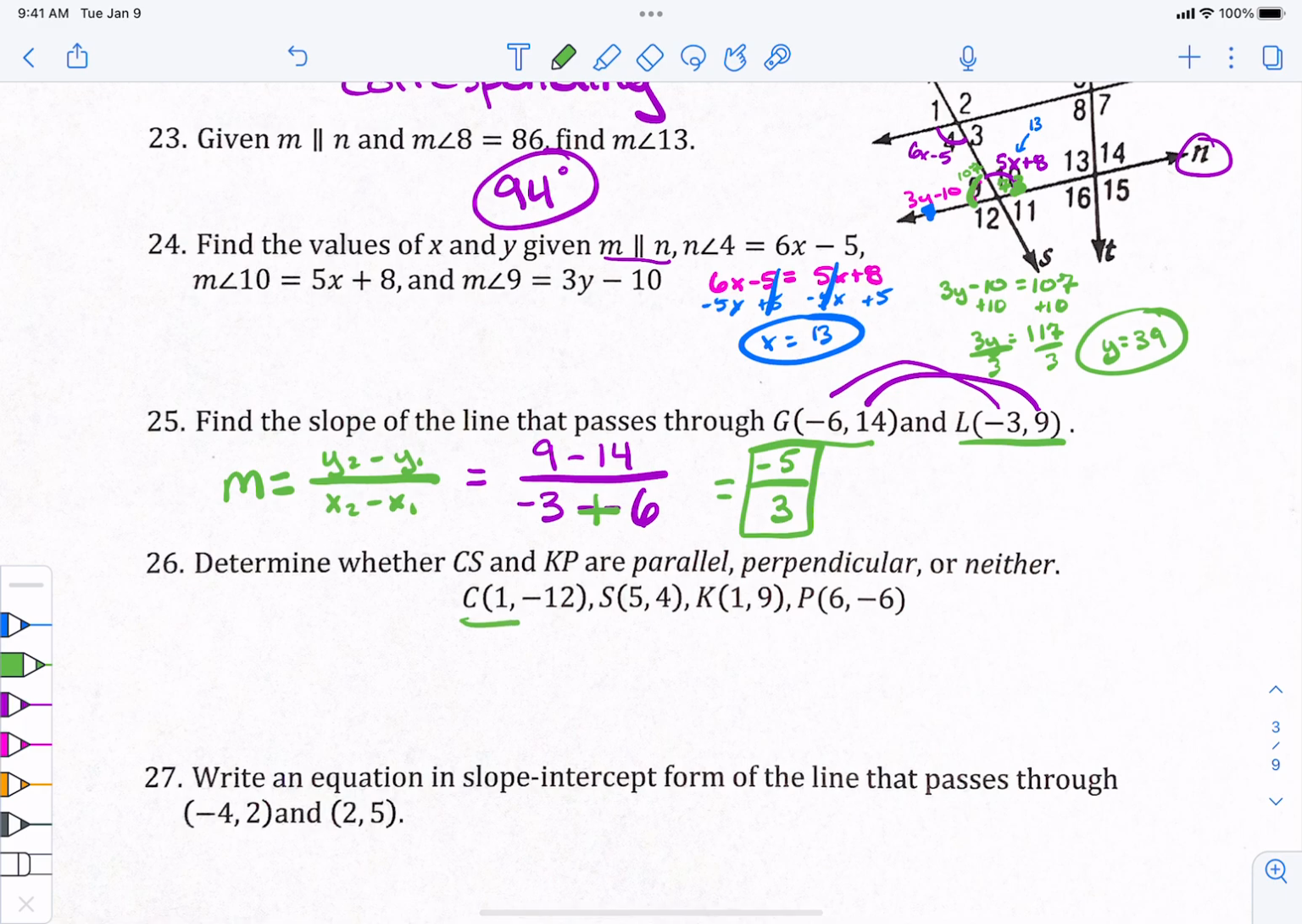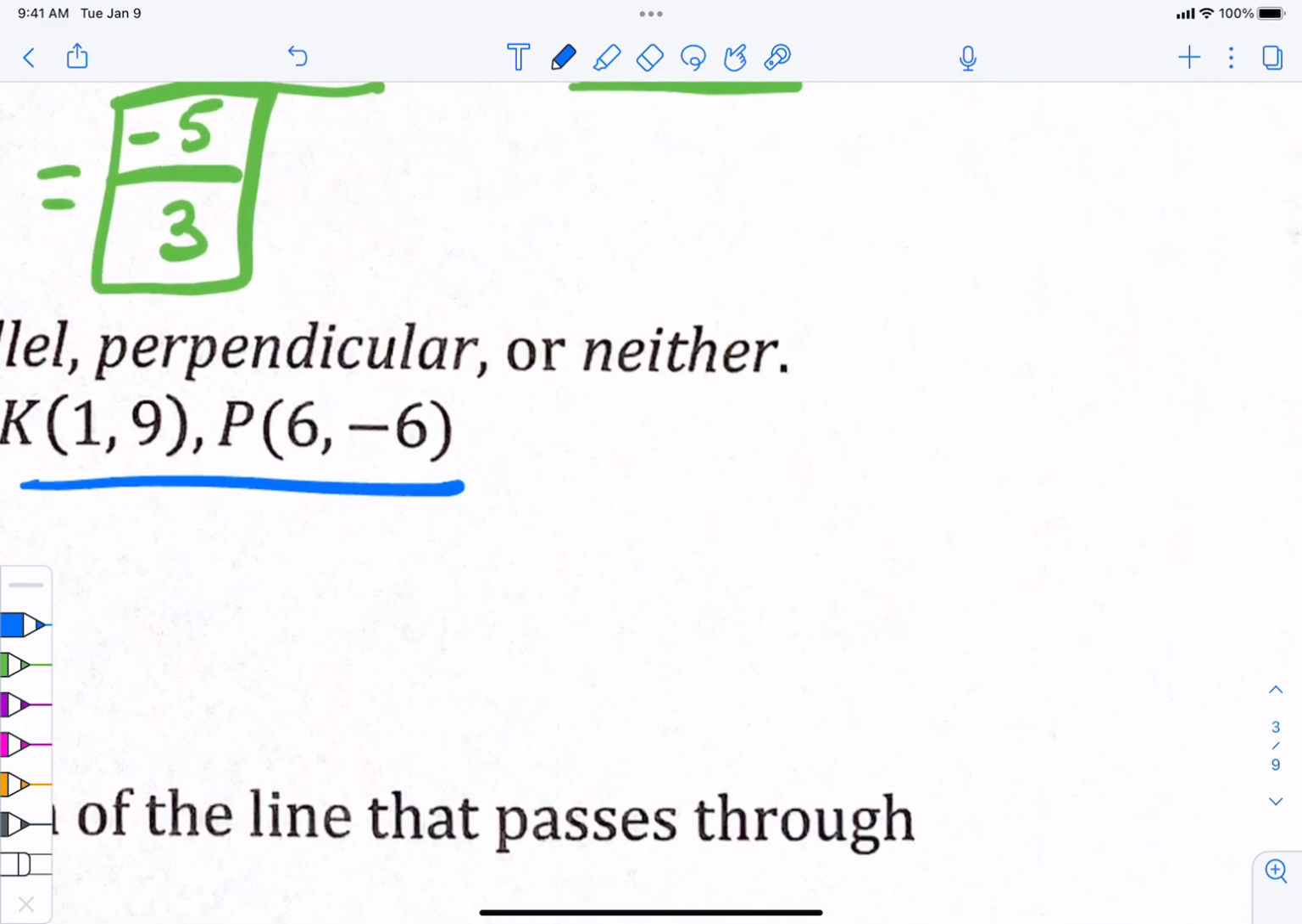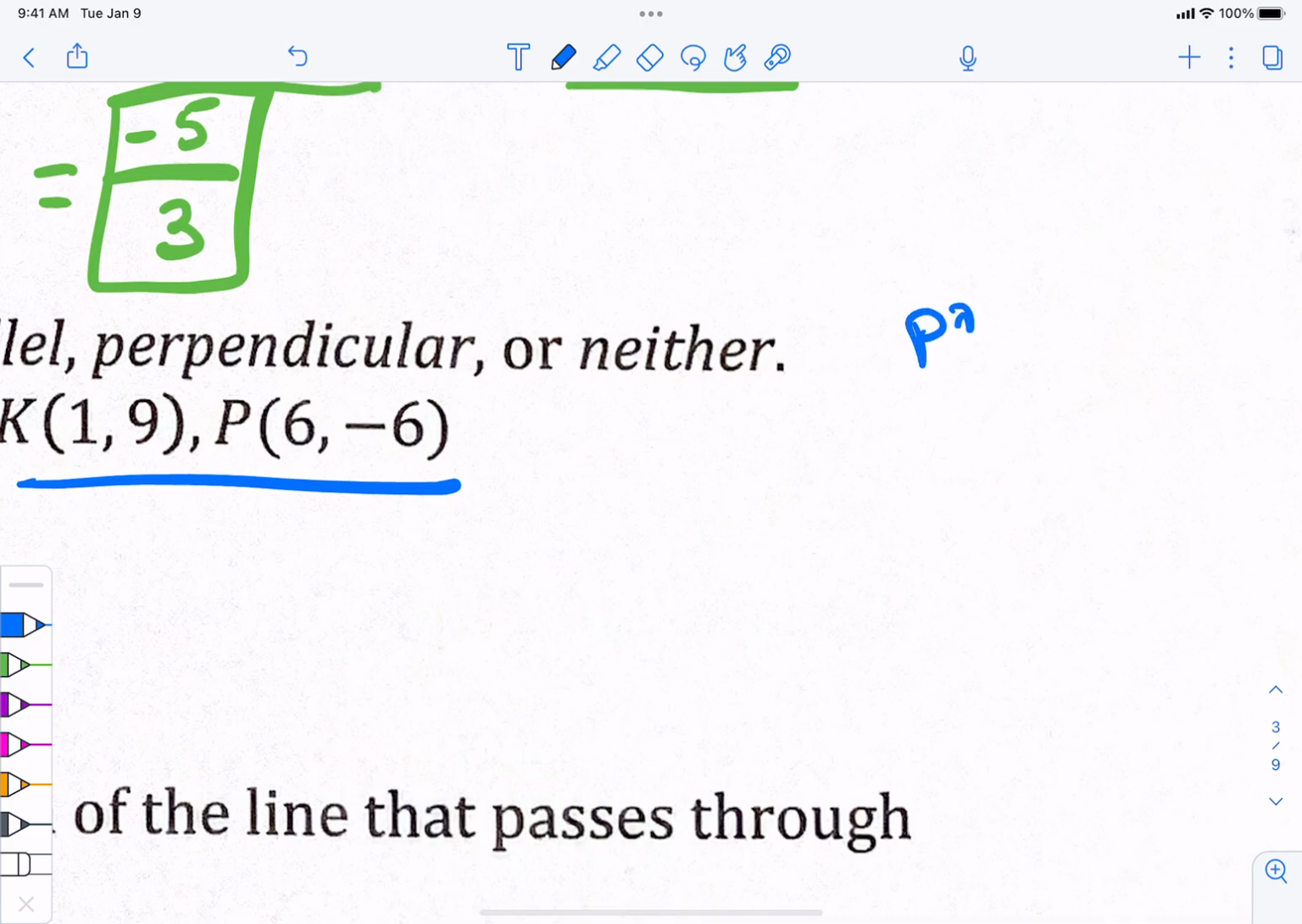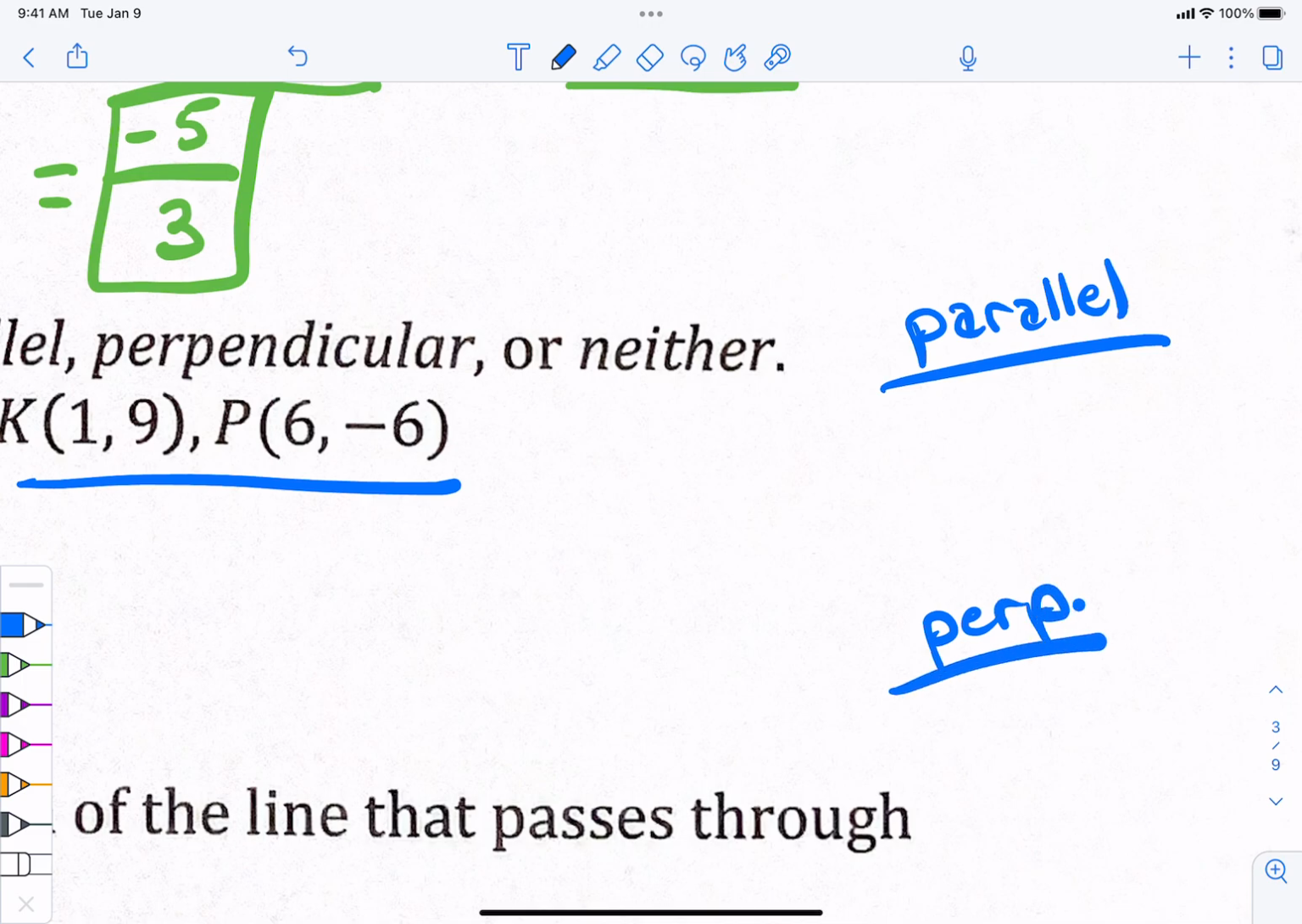Determine whether CS is making a line and KP is making a line. They want to know whether they're parallel, perpendicular, or neither. Let's talk about parallel versus perpendicular. Did we do this yesterday? We did this a lot in my algebra class.